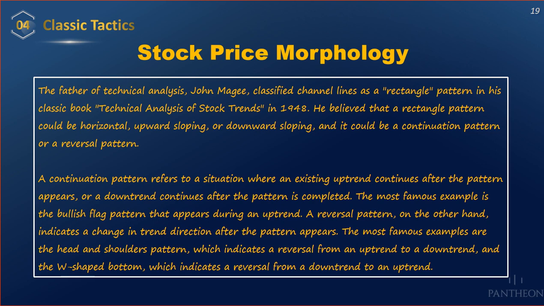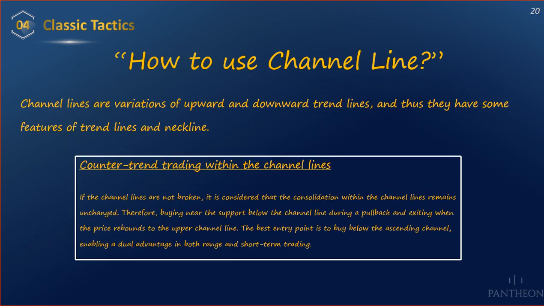The most famous examples are the head and shoulders pattern, a reversal from rise to fall, and the W bottom pattern for a reversal from a downtrend to an uptrend. After explaining the different types of channel lines, the next question is how to use them. On the next slide I will show and explain to everyone how to use them.